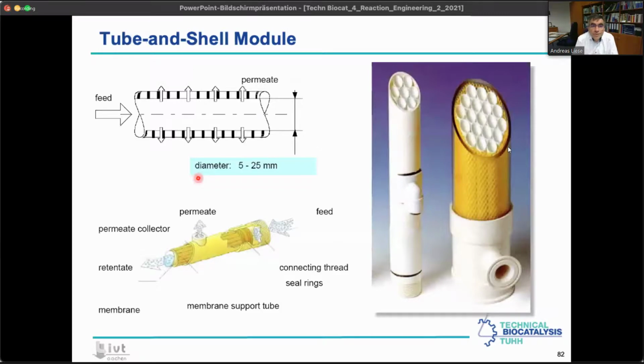Now, the next technology would be the tube and shell module, and this is in the end just thicker, with wider-diameter membranes, where we can establish much higher fluxes than in the hollow fiber membrane. In consequence, this would be for scaling, but you have less surface area per reactor volume available, but much higher fluxes are possible.